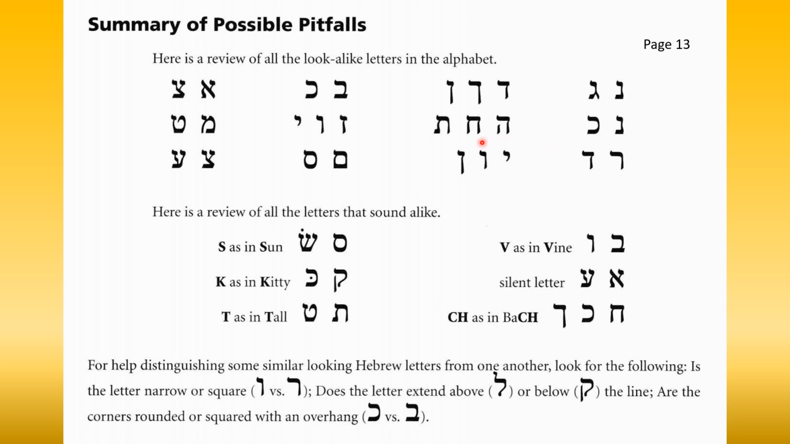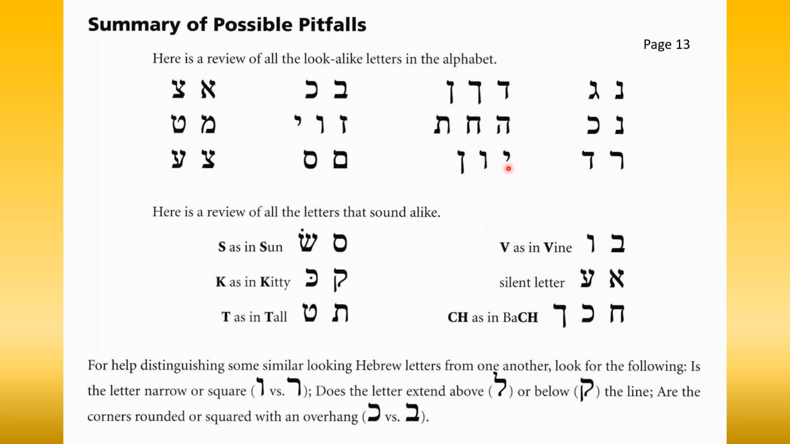The he, the chet, and the tav. The chet is closed. The he has a hole here, and the tav has a toe right here. So one way to kind of tell them apart. The yud, the vav, and the nun sofit.